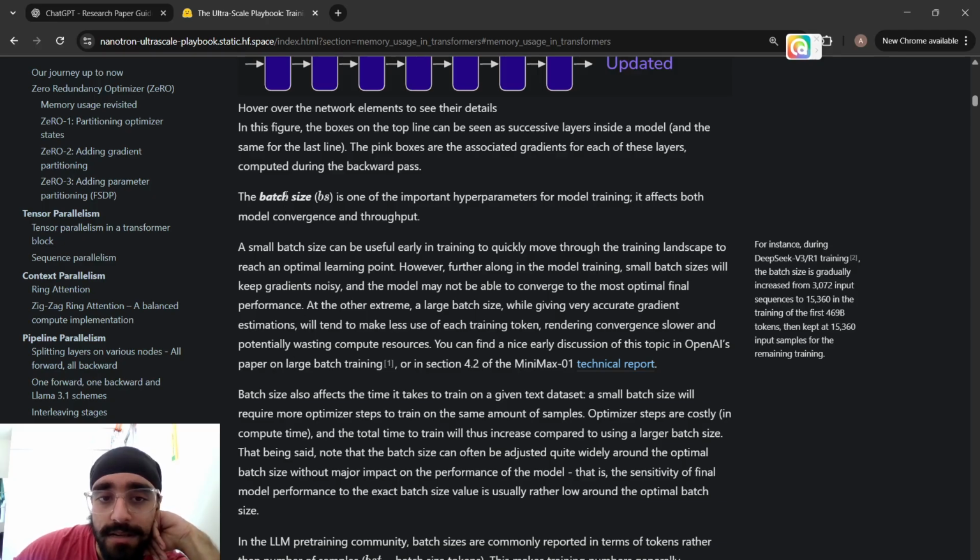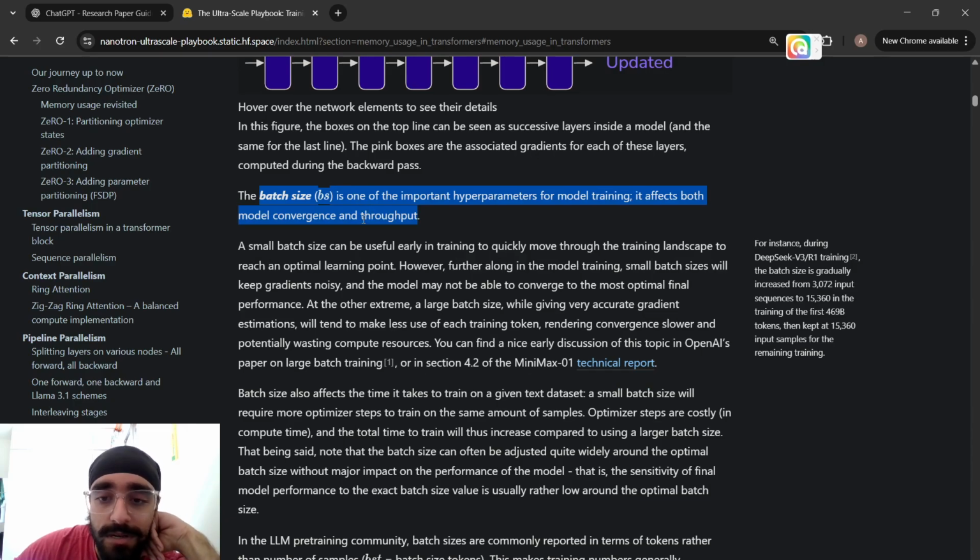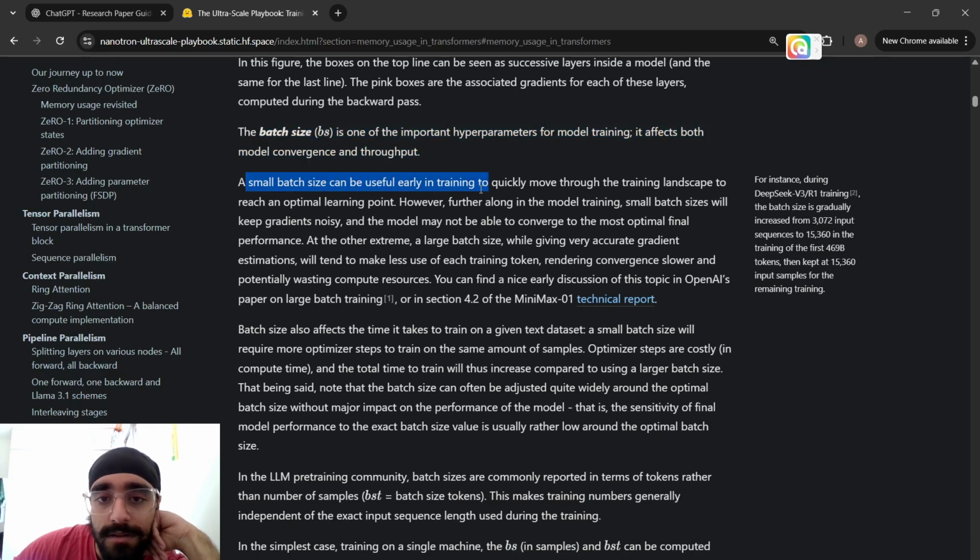The batch size is one of the most important hyperparameters for model training. Small batch size can be useful early in training to quickly move through the training landscape to reach an optimal region, however it is on the model training.